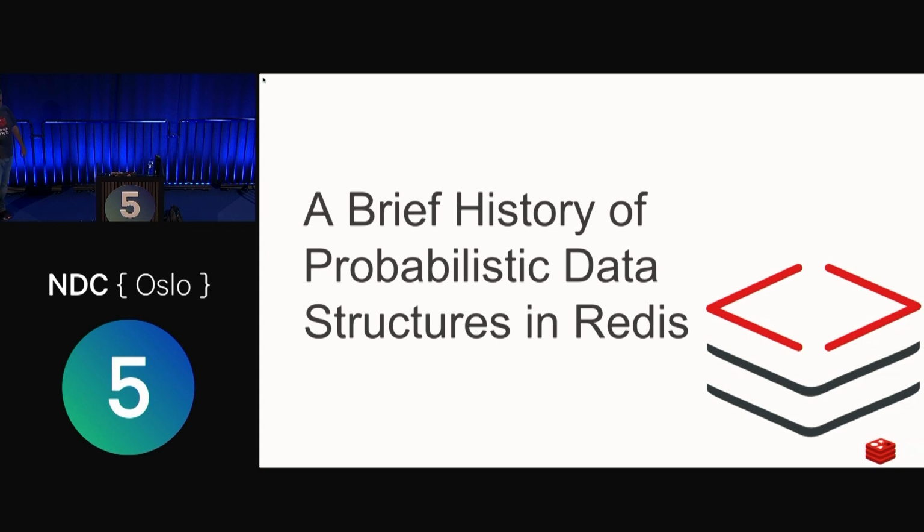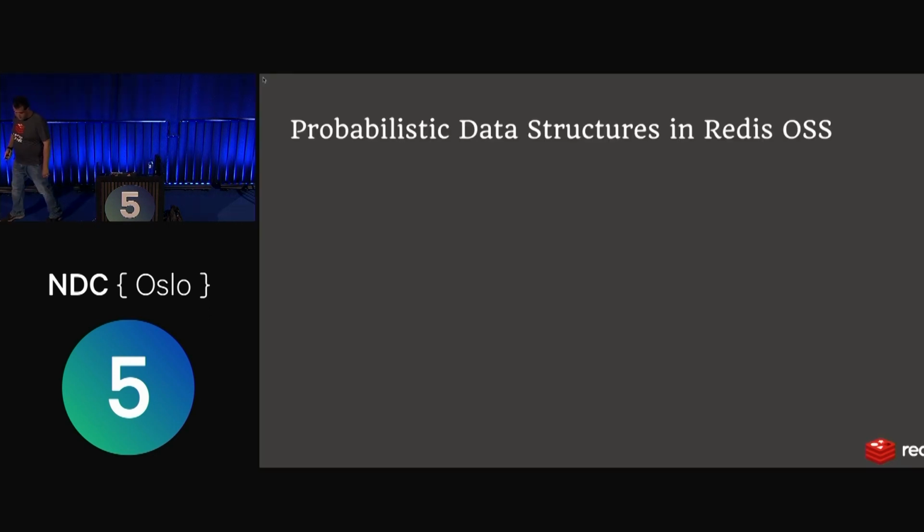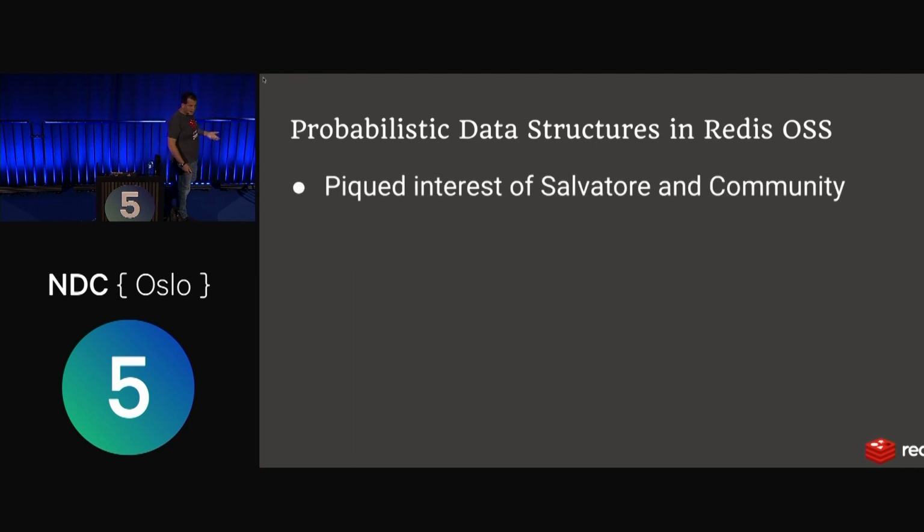So let's just talk briefly about the history of probabilistic data structures within Redis. Now, this logo right here is actually the logo for Redis Stack, which is sort of the conglomeration of, or the pinnacle so far of probabilistic data structures within Redis. So, probabilistic data structures in OSS Redis. So the vanilla version of Redis that you just pull from Docker or you build from source in the github.com/Redis/Redis repository, sort of piqued the interest of Salvatore, who is the author of Redis, the original writer of Redis, as well as the community.